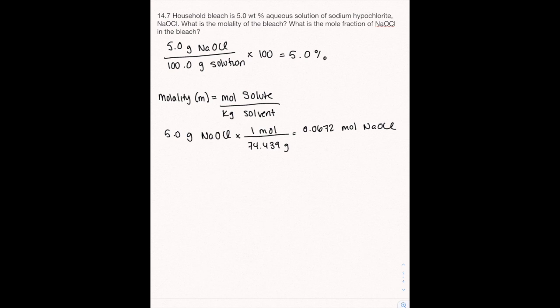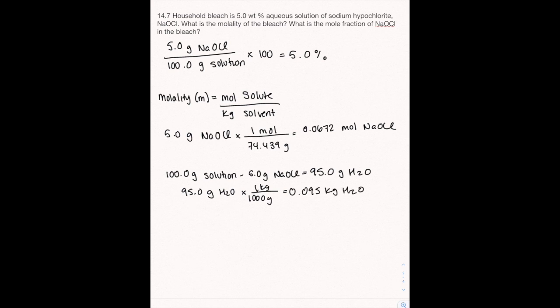So we know we have 100 grams of total solution and 5 grams of NaOCl. In order to find the water, we need to just subtract the amount of NaOCl from the total grams of solution, and that gives us 95 grams of H2O. And then in order to find the kilograms, we just divide it by the conversion factor of 1,000 grams per 1 kilogram, and that gives us 0.095 kilograms of H2O.